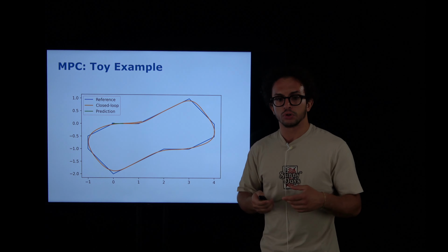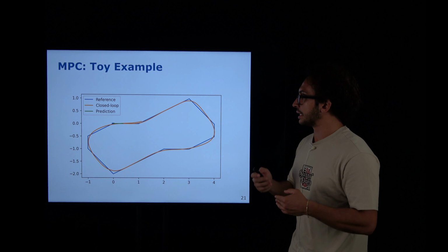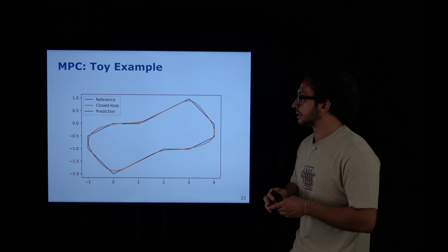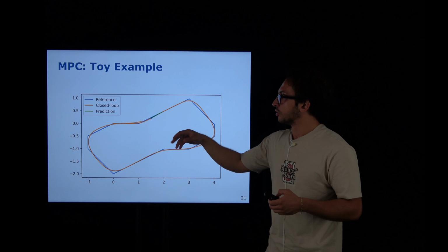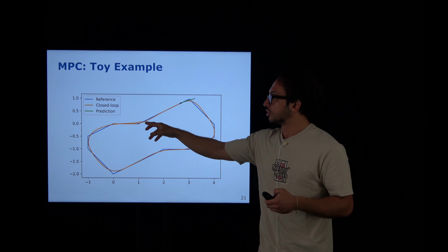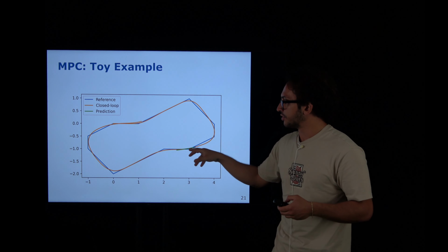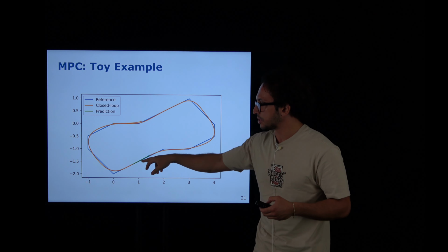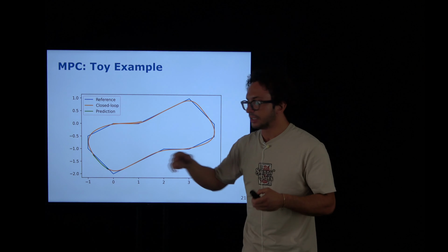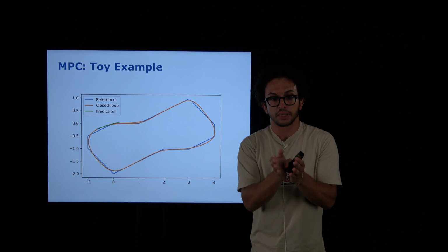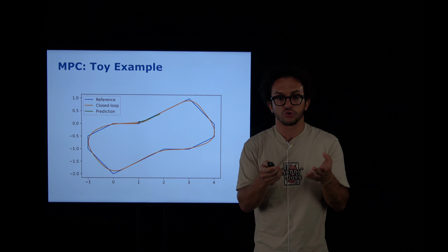And in the end, what you will get is something like this, where you will have this trajectory following. The blue is the reference. The closed loop solution is the one that you see in orange, and you have this prediction that you see sometimes is not perfect. But then in the end, you just apply the first chunk of it. So this is not really a problem.